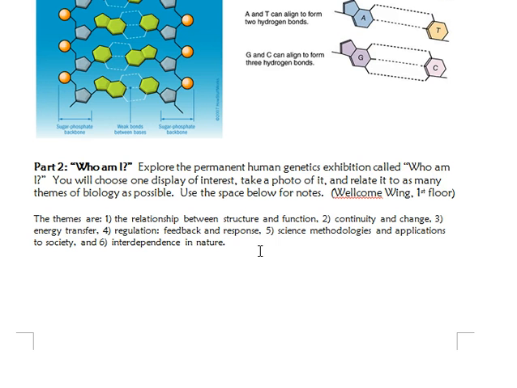Okay. And then finally, after you're done exploring the DNA model, then you're going to move into a permanent exhibit called Who Am I? That's all about human genetics. Students normally really enjoy this exhibit because it's very interactive and it talks all about what makes you you. So you're going to find one display of interest. So spend some time exploring first. Find one thing that really speaks to you. Take a photo of it, or maybe a short video clip, but make sure you've got a nice visual.